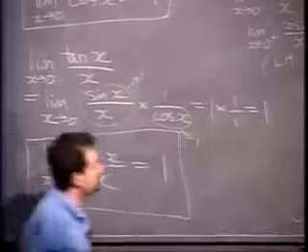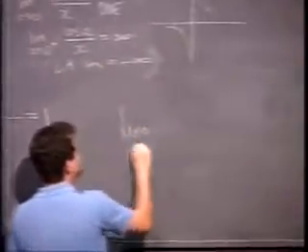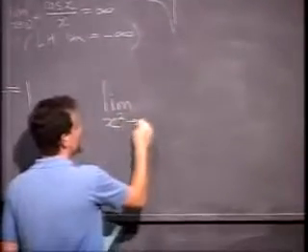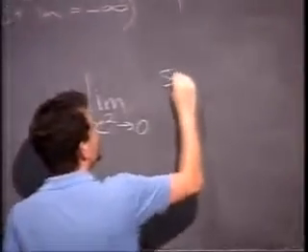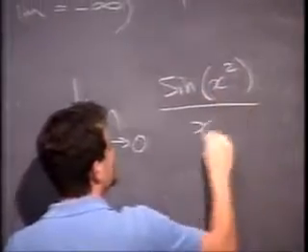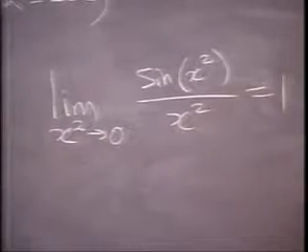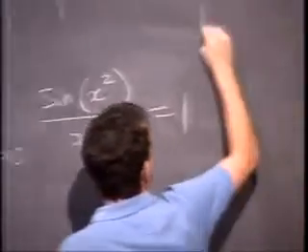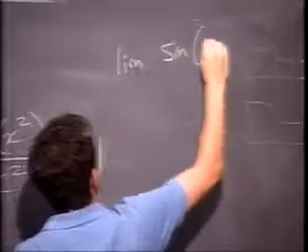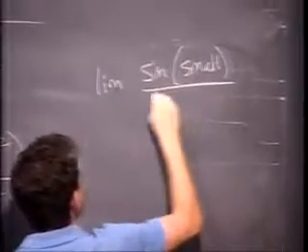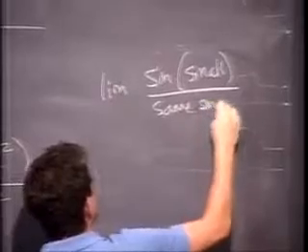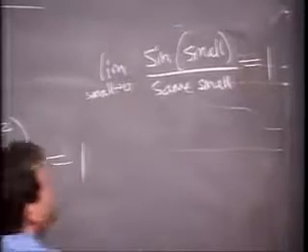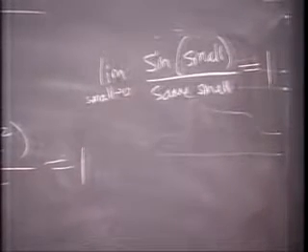Now, however, here's where it's most useful. It's not just true for x, you could replace x by any other quantity. For example, the limit as x squared goes to 0 of sine x squared over x squared is 1. I just took the idea that the limit of sine of small over the same small, as small goes to 0, is 1. It doesn't have to be x. It can just be any quantity that's going to 0.